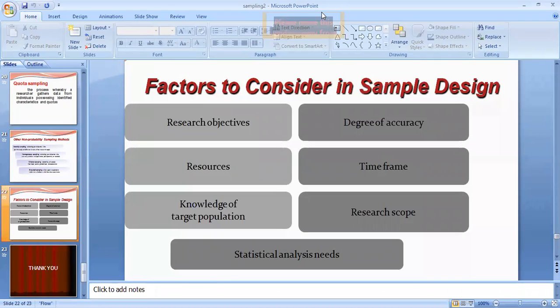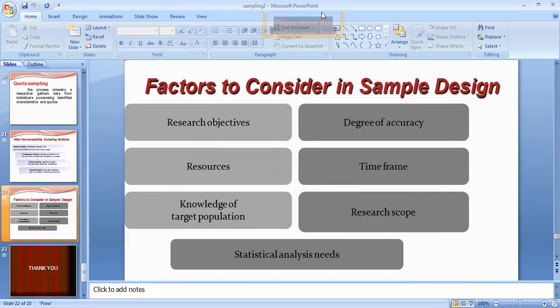Parameters are characteristics that describe a population. Statistics are characteristics that describe a sample. This is the relation between parameters and statistics. What is census? The process of obtaining responses from or about each member of the population. And sampling is the process of selecting a subset from the members of the population. These are very important definitions.